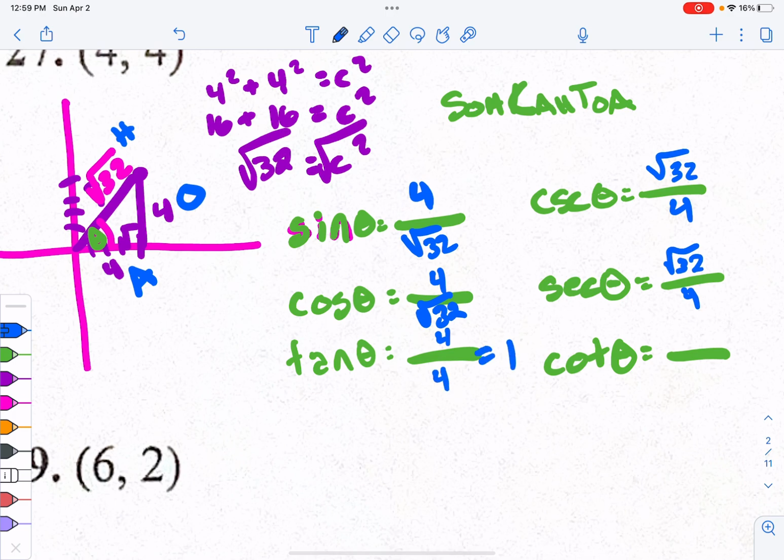You can reduce that to 1 if you want. And then cotangent, that's kind of interesting. If I do 4 over 4 and flip it, it's still 4 over 4, which is also 1. So cotangent and tangent are both 1.